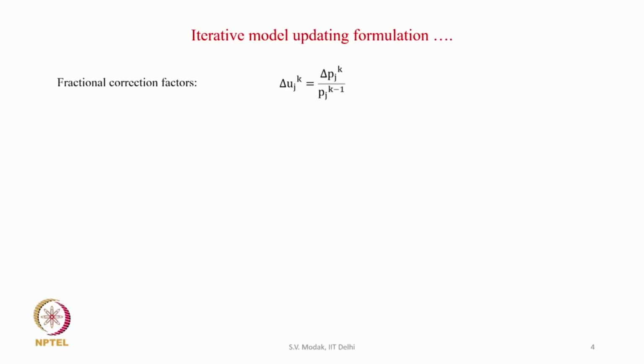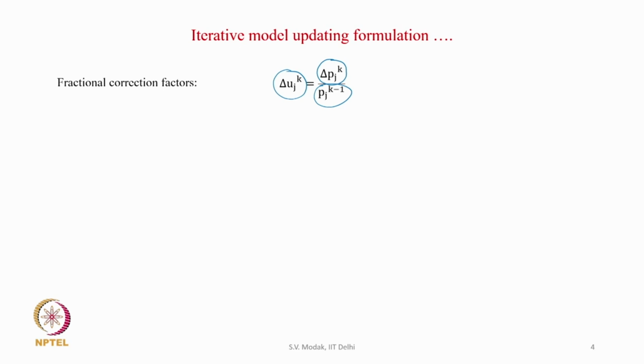So, what is the fractional correction factor? Let us define the fractional correction factor for the jth updating parameter. It is the ratio of the change in the jth updating parameter at the kth iteration divided by the absolute value of the jth updating parameter at the beginning of that iteration, that is p j k minus 1. This is nothing but delta u j k, which is the fractional change in the jth updating parameter at the end of the kth iteration. That is referred to as the fractional correction factor.